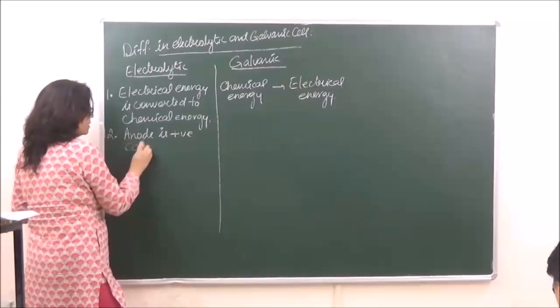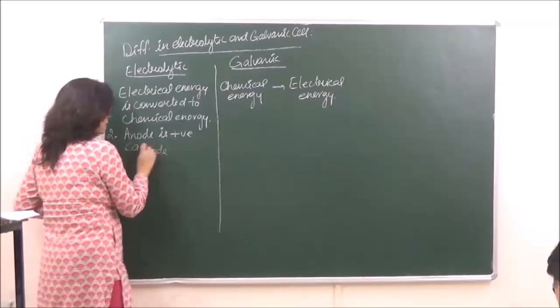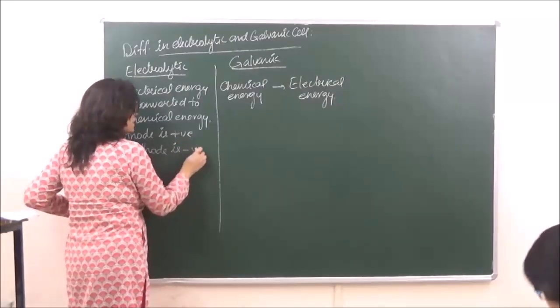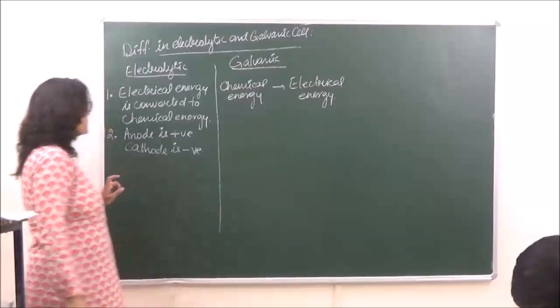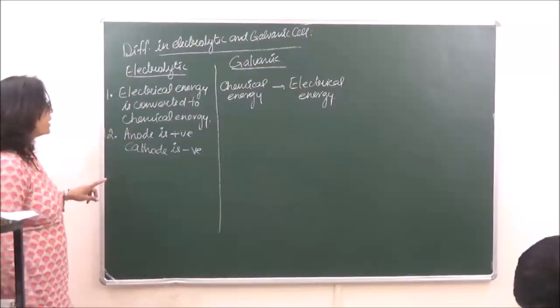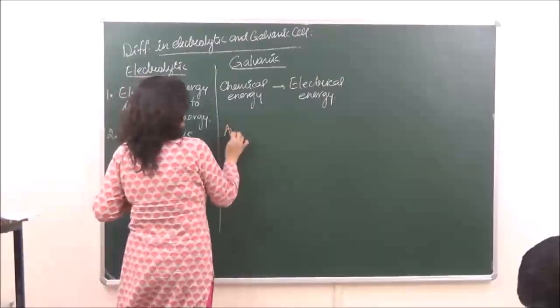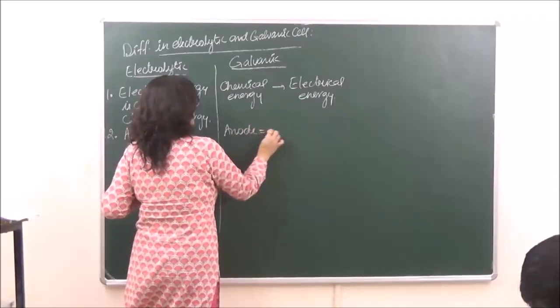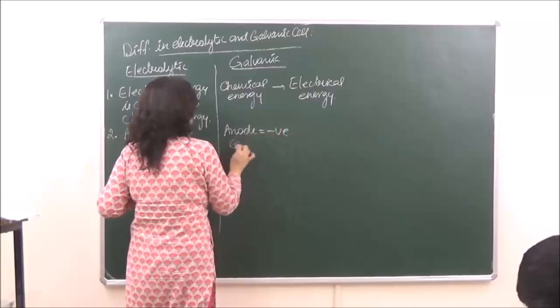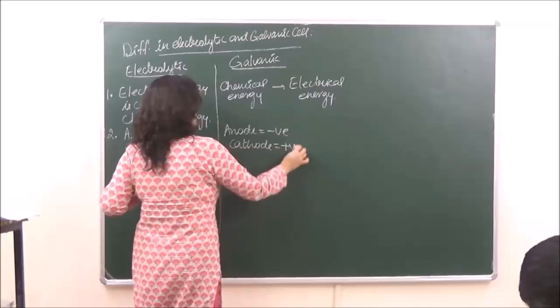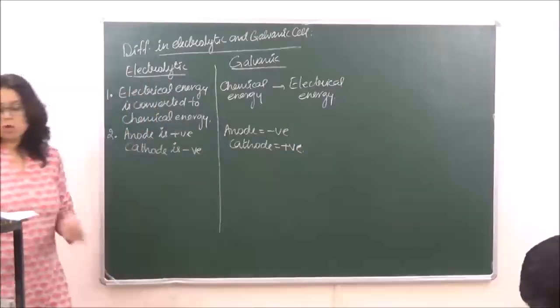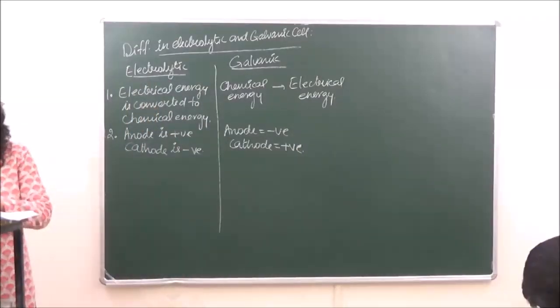And the cathode is negative. Whereas in the galvanic cell, what is happening? The anode is going to be negatively charged, and the cathode is positively charged, right? This is the second difference.